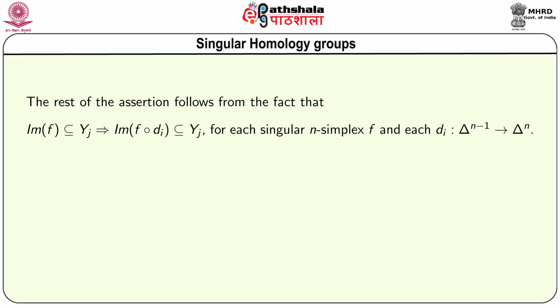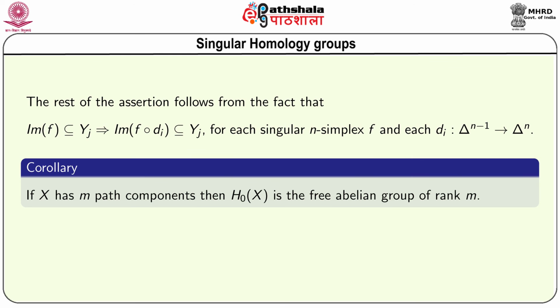The rest of the assertion follows from the fact that the image of f is contained in Y_j. This will imply that the image of f composed with d_i is contained in Y_j for each singular n-simplex f and each d_i from delta n-1 to delta n. From this we get a very important corollary, that if X has m path components, then H_0(X) is the free abelian group of rank m.